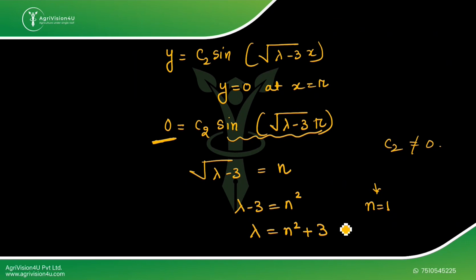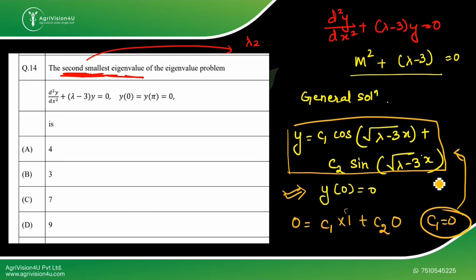So if I put n equals 1, I will get lambda equals 4. If I put n equals 2, I will get lambda equals 7. And this is my answer because I want to calculate the second smallest eigenvalue. So if I see the options, the option is this seventh one. Now the option C is correct for this particular question.